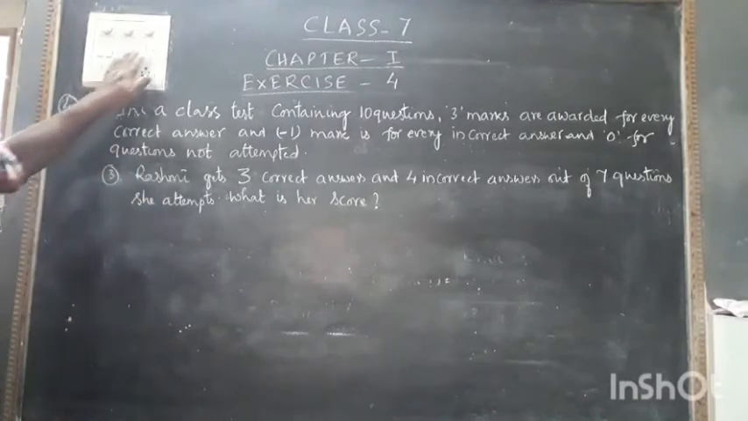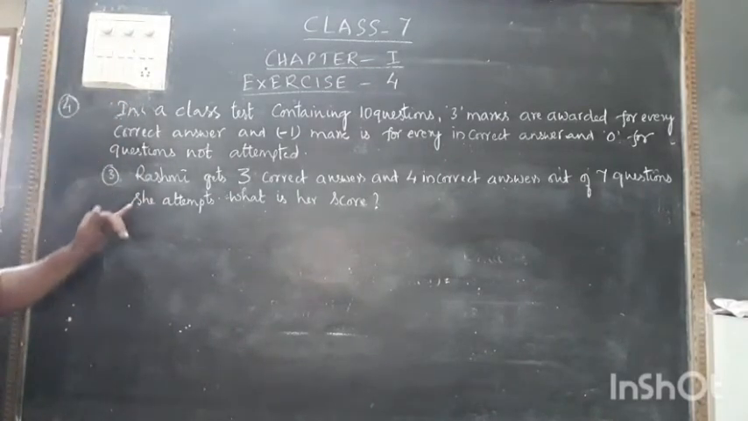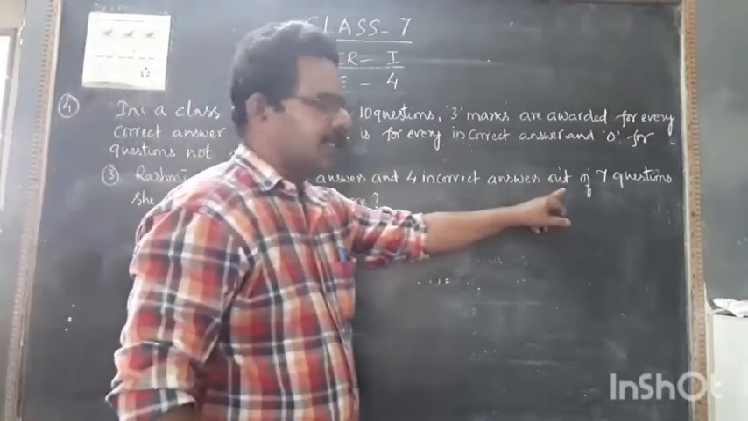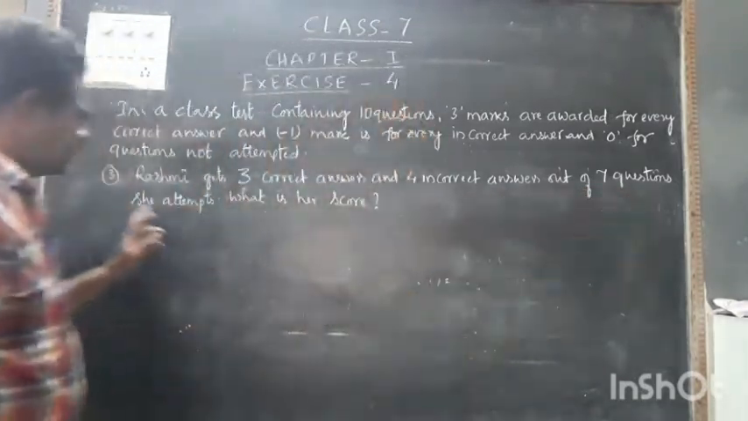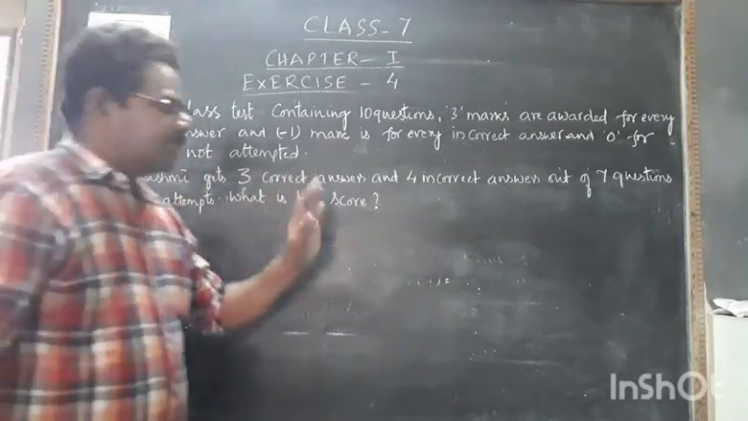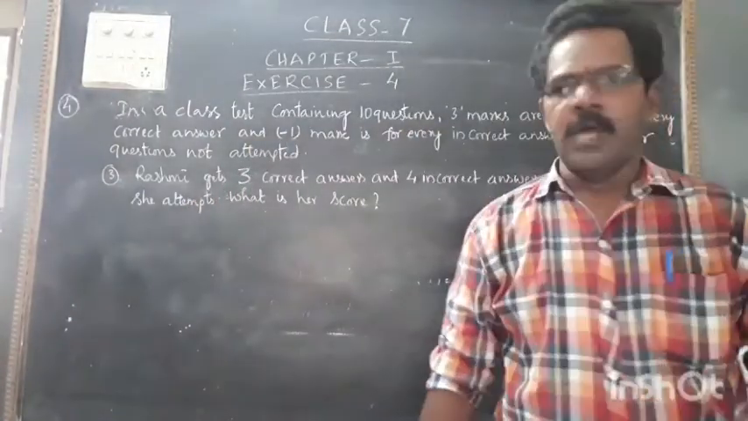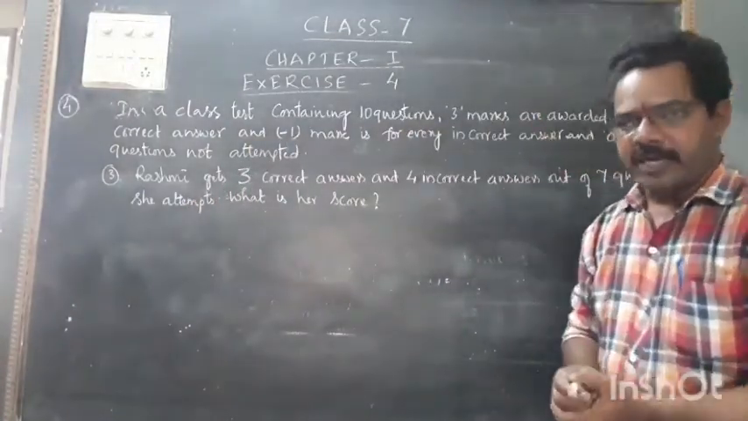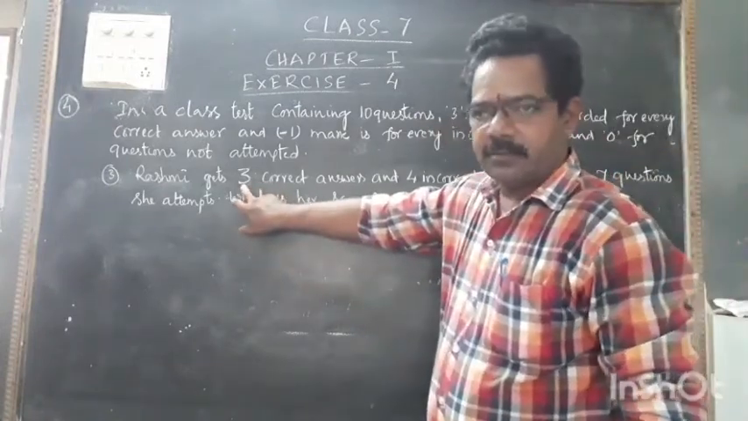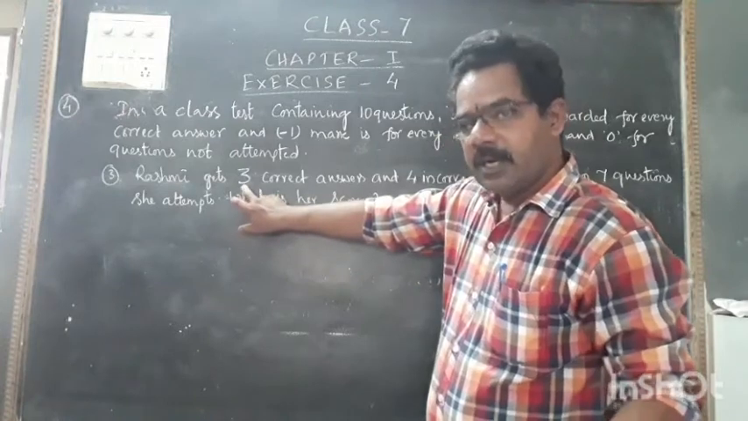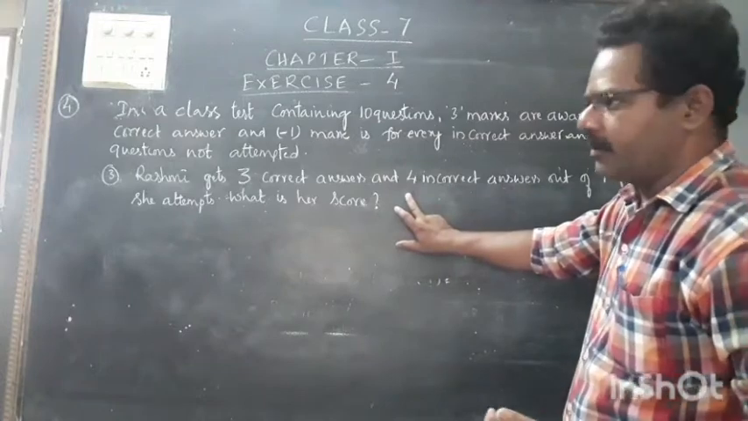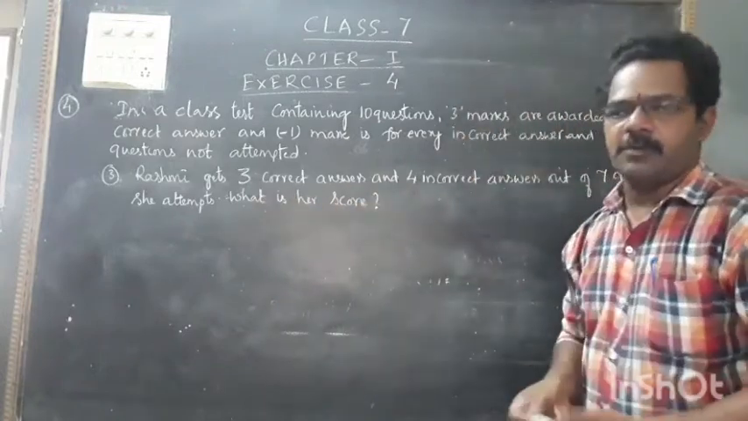Next, coming to the third question in the fourth sum. Rashmi gets 3 correct answers and 4 incorrect answers out of 7 questions she attempts. What is her score? Totally, she attempted only 7 questions. Actually, 7 questions means 7 3s are 21 marks she could get. But in that, 3 correct answers she got, which means 3 3s are 9 marks, and 4 incorrect answers, 4 into minus 1 is equal to minus 4. So 9 minus 4 is equal to 5 marks only she got.